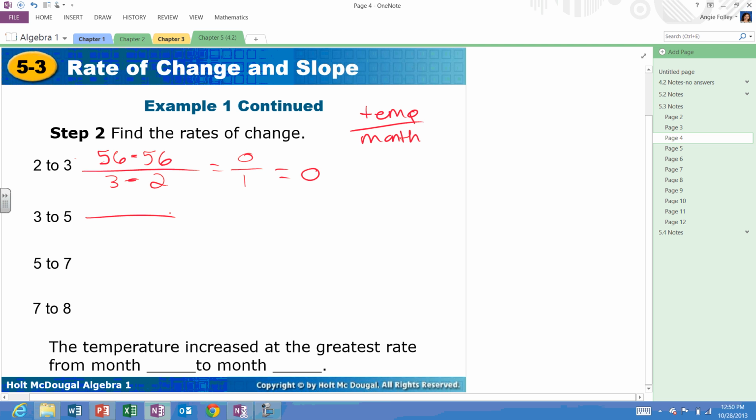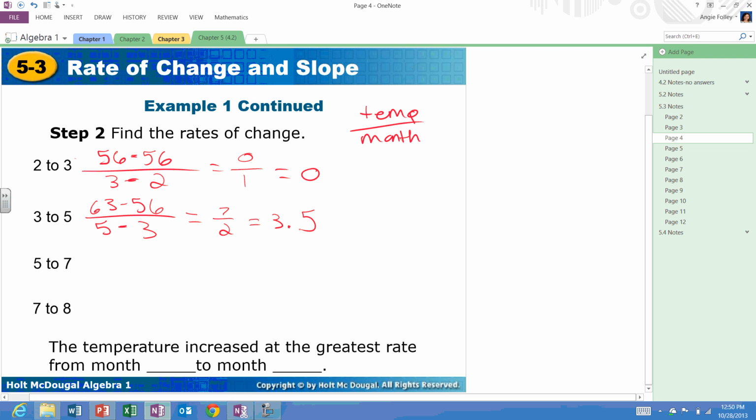So our change in temperatures from 3 to 5, if you look on your chart, from 3 to 5 months, it went from 56 to 63 degrees. So the difference is 63 minus 56 over our change in months, so 5 minus 3 months. And that is equal to 7 divided by 2. And if you divide that out, that comes to 3.5.